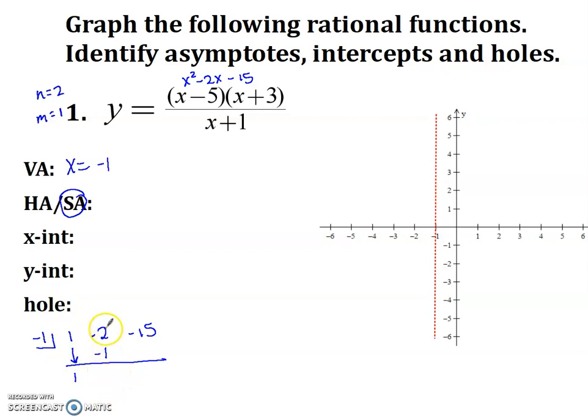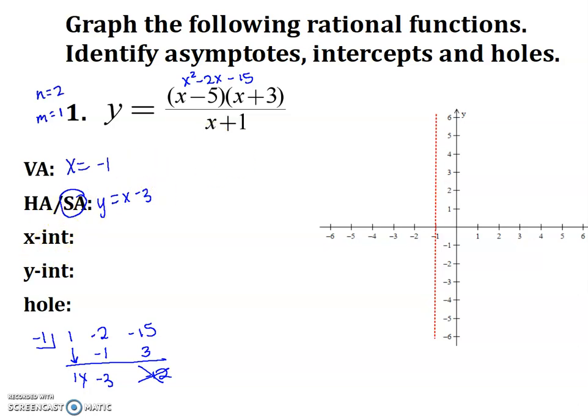Then you add going down, -2 plus -1, -3. Multiply the -3 by the -1. That's going to give me +3. And then a remainder of -12. And the good news is we don't care about the remainder. So once you get this second term, you can stop. So these are our new coefficients. We started at x squared divided by an x, so I'm now at x to the first. So this makes my slant asymptote y equals x minus 3.